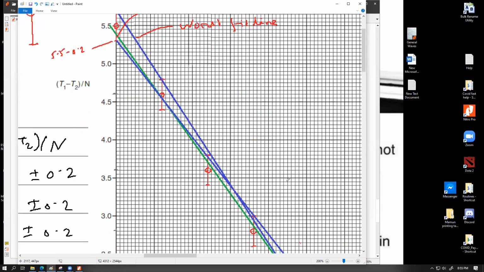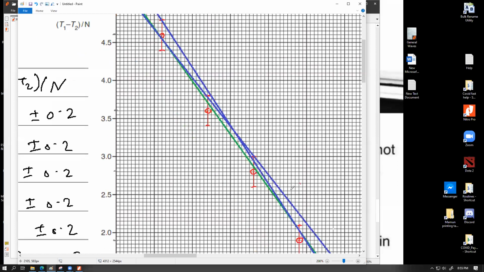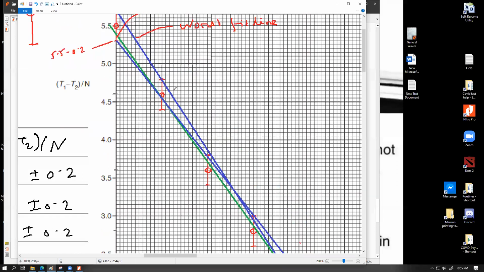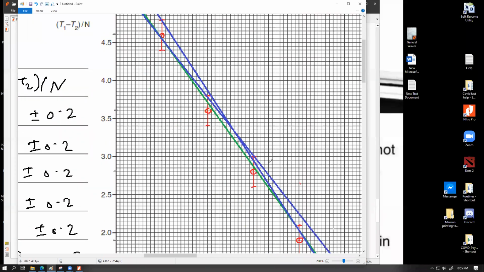So we can see that both of these lines have missed at least one of the error bars. Do you see that? Yes, sir. This one is missing out on this error bar, and the minimum is missing out on this error bar. So which means both of them have missed at least one of the error bars. So the consideration of error bar is off. Comes back the consideration of angle.